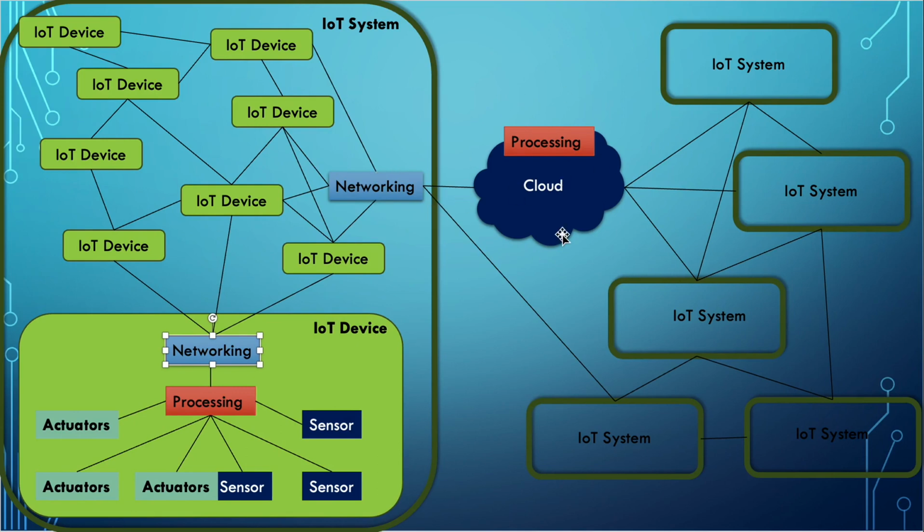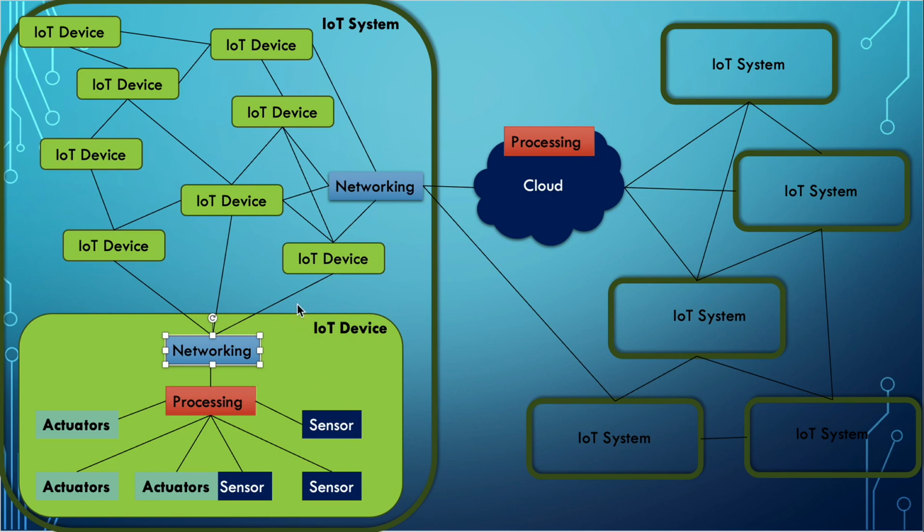If there is cloud processing to be done, if there are things like that to be done, it can be done on the cloud itself, and that data could be passed on to other IoT systems. Inside each IoT system, you will see a bunch of IoT devices, and in each IoT device, you will see a set of sensors, a set of actuators working together with the processing power.